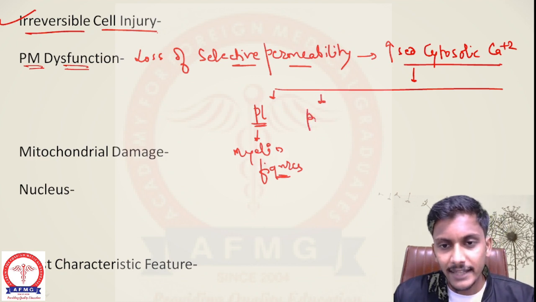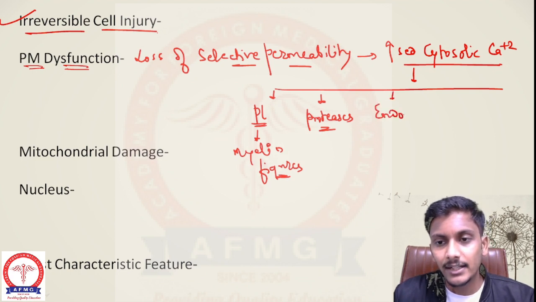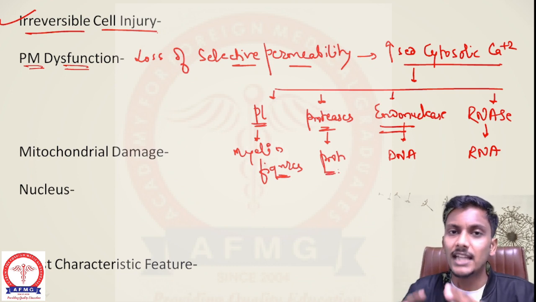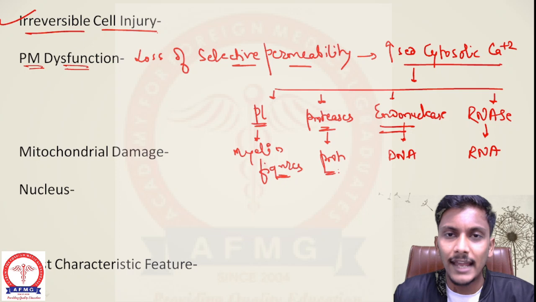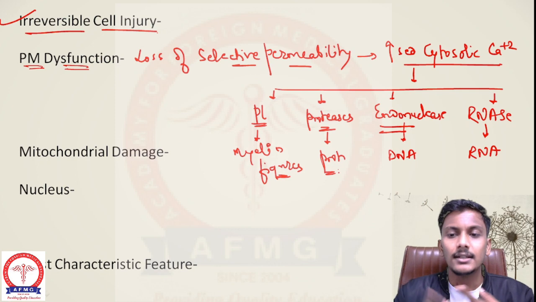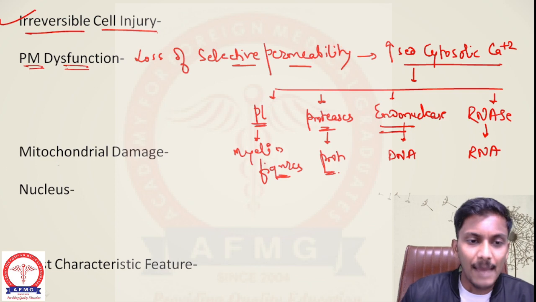Then the other enzymes which are activated are your proteases, which will break down different kinds of proteins. The other enzyme activated is your endonuclease, that will break down your DNA. And the last enzyme activated is your RNase, that would break down your RNA. So please remember, as soon as the selective permeability of the plasma membrane is lost, there is excess of cytosolic calcium accumulated in the cell, which leads to the formation of myelin figures, decreased protein synthesis, DNA degradation, and RNA degradation.